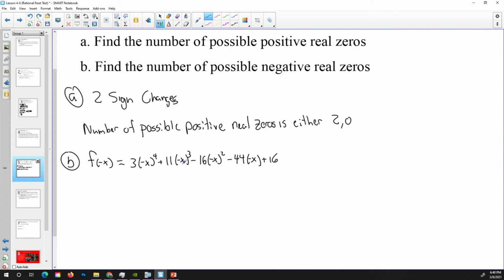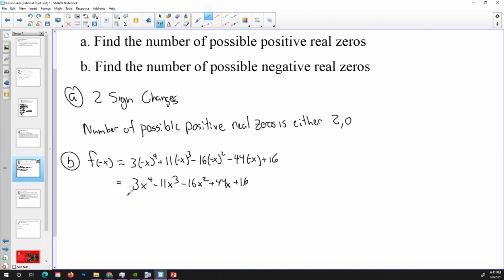This term though, because when you multiply a negative number by itself 3 times, it produces a negative number, that sign is going to change. So when I take -x to the 4th, I get x to the 4th. This stays 3x to the 4th. When I take -x to the 3rd, I get -x to the 3rd times positive 11. It's going to give me -11x to the 3rd. -x squared is going to give me positive x squared. So that term will not change. Negative 44 times negative x is positive 44x, so that term will change. And then I have my positive 16.